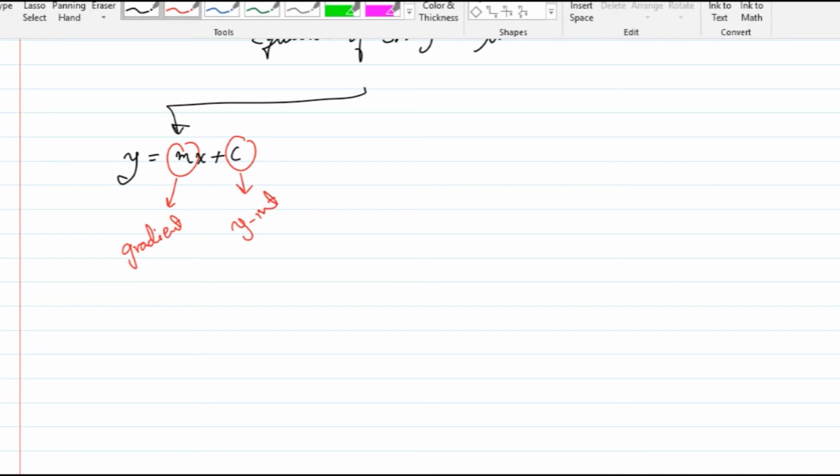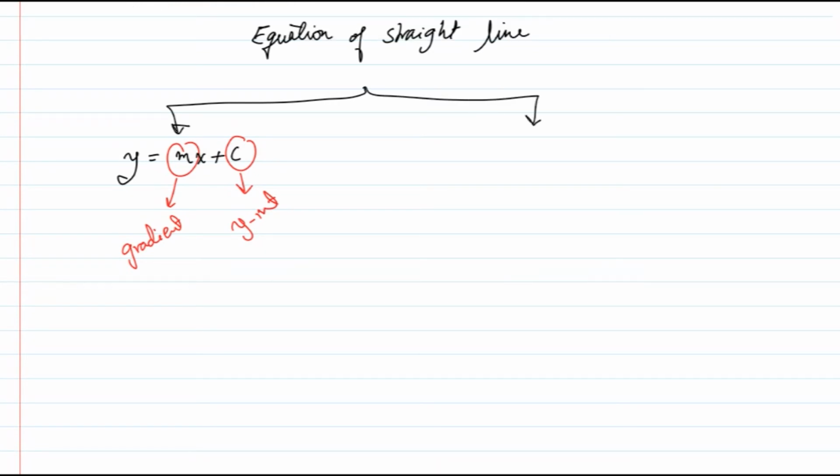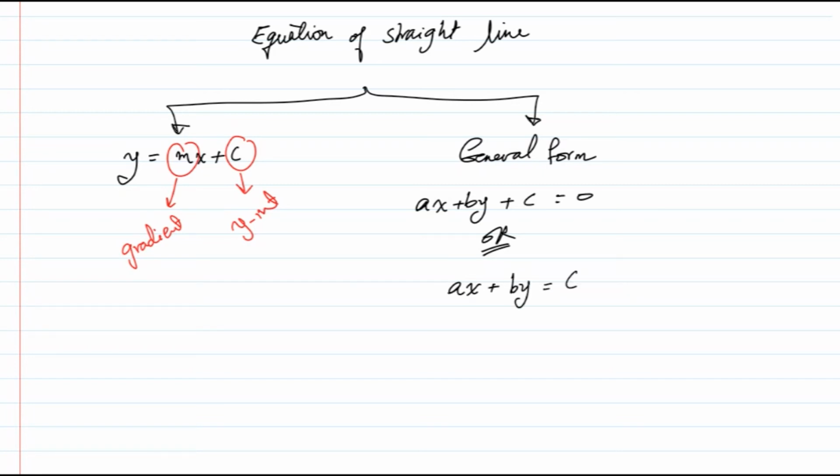The second form is the general form. We can write it either in this form, ax plus by plus c is equal to 0, or we can write it ax plus by is equal to c, where a, b and c are integers.